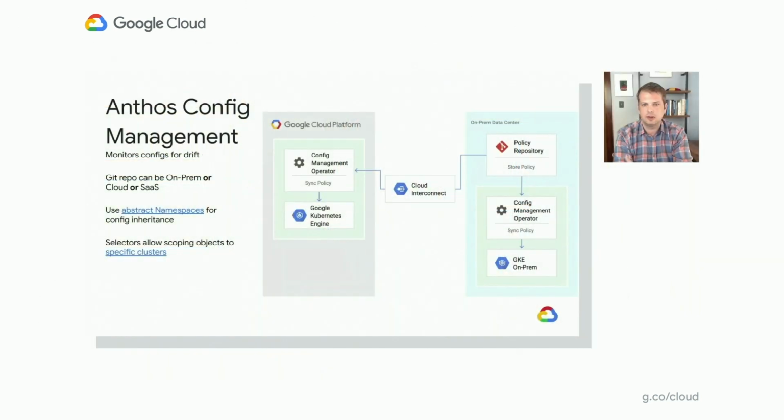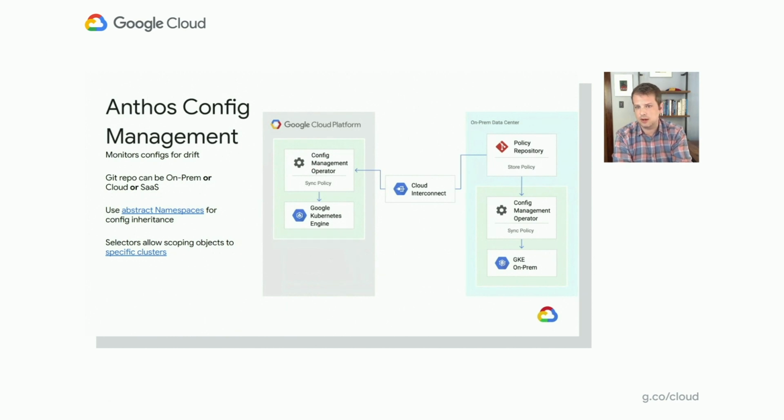How that looks in a production environment might be something like this. So if you have Google Cloud Platform with a GKE cluster running on the left and an on-prem data center that's running GKE On-Prem on the right, you can connect those through Cloud Interconnect and have a single common private network. The policy repository that holds all of your configuration can live on-prem or it can live in GCP.